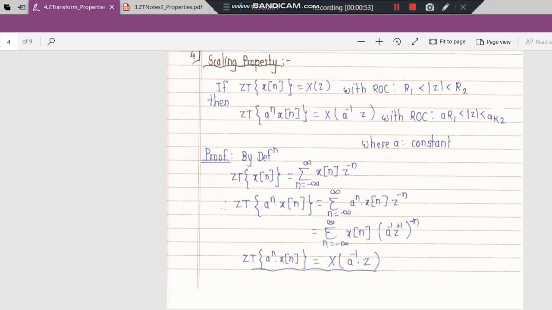So when the Z transform is scaled, what effect is occurring on the time domain signal x of n? That x of n signal is getting multiplied by an exponential a raised to n, where a is the scaling factor. So the scaling can be anything. It can be either time compression or time expansion.